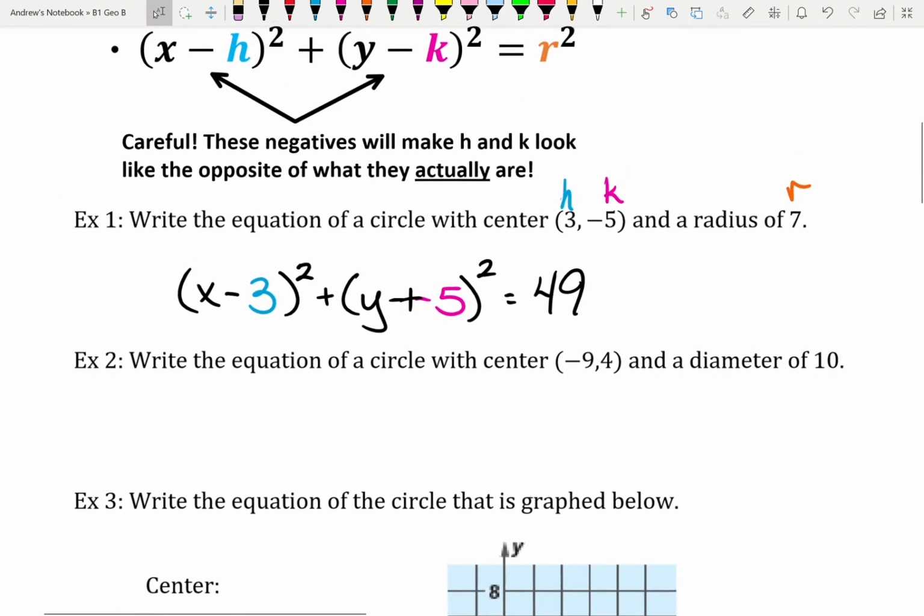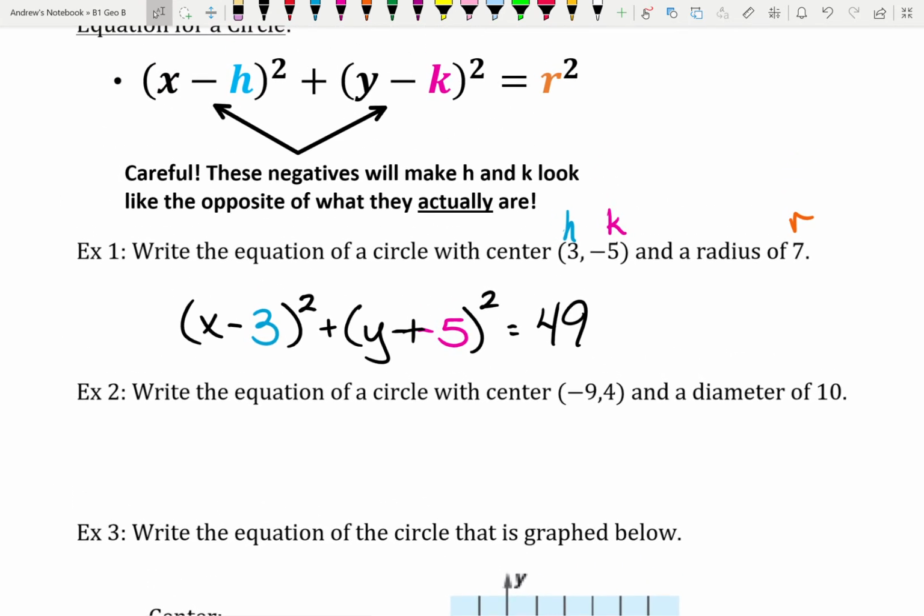We want to write the equation of a circle with center -9, 4, and a diameter of 10. Something to be a little careful with on this one. We've got the center, it's h and k. And then this one gives us a diameter of 10. So if the diameter is 10, that means the radius is half of that, which is 5. Be careful what type of information it gives you. You want the radius squared at the end of the equation.